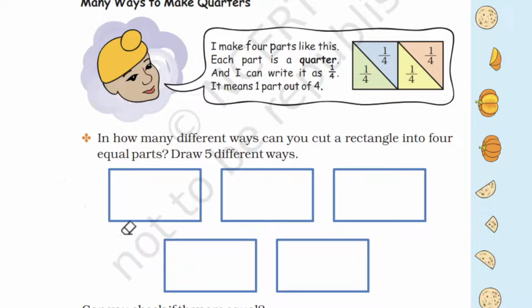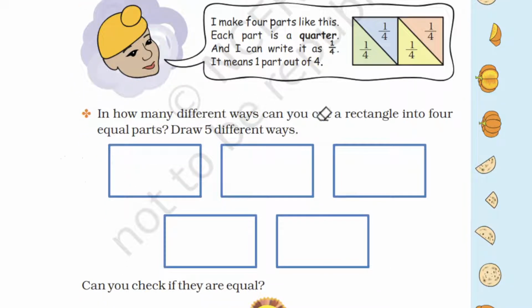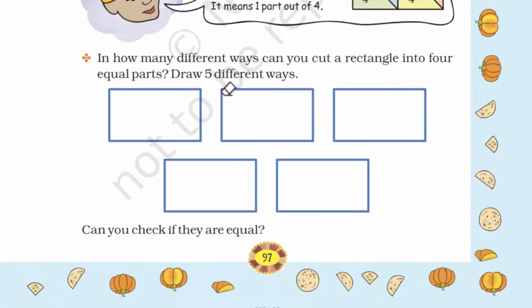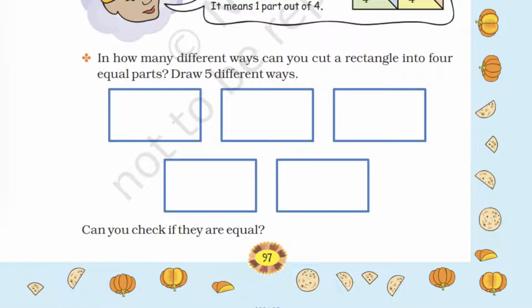Students, this is very, very simple. Don't make it very complicated. Half means 1 by 2, quarter is 1 by 4. That's all. And how many different ways can you cut a triangle into 4 equal parts? Draw 5 different ways. This is as simple. Let me do it with a thicker one, so it will be very easy. So this one is the first way.